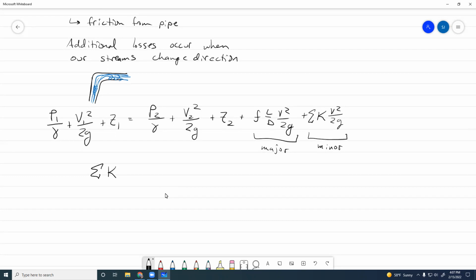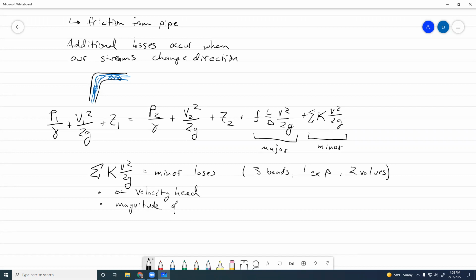This term here, where we sum up everything that might happen in a pipe system, we'll call our minor losses. As an example, we could have 3 bends, 1 expansion, 2 valves, right? We'll show how this actually plays out numerically. Just to note about minor losses, they're all proportional to the velocity, typically the velocity head, that V squared over 2g term. And the magnitude of the loss is described by that K term, which is just called a minor loss coefficient.